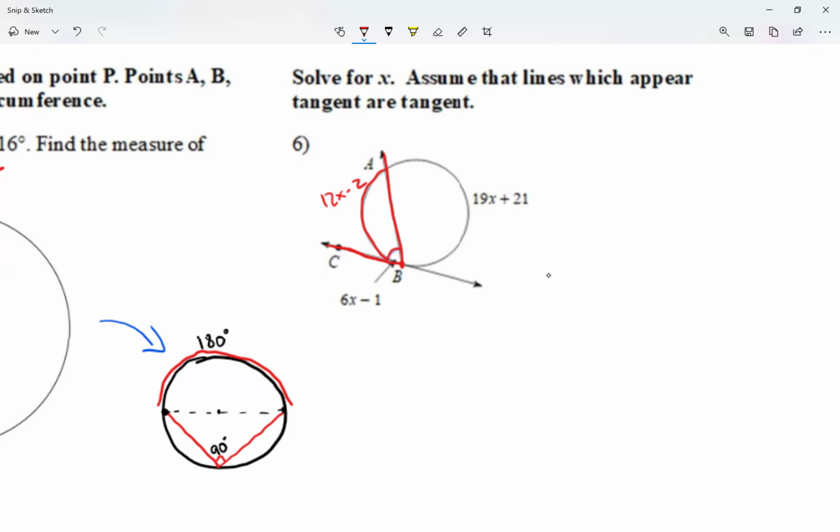Now, I see 19x plus 21. If to begin with, 19x plus 21 was here, then I would let those two equal each other because that arc has 2 measurements, right? Let the 2 measurements equal each other and solve for x. That can be done. But it is not. The 19x plus 21 is this arc.